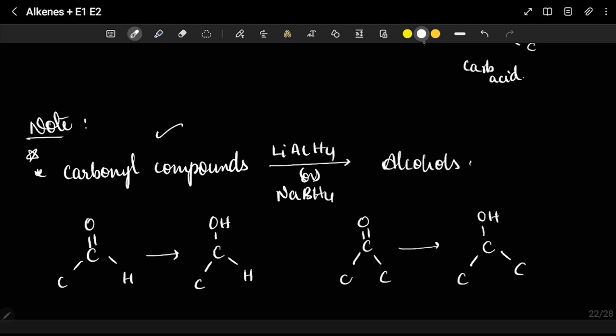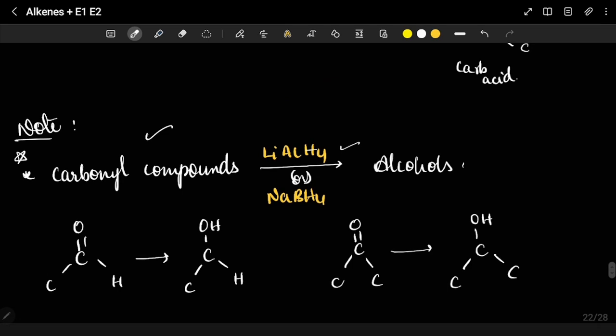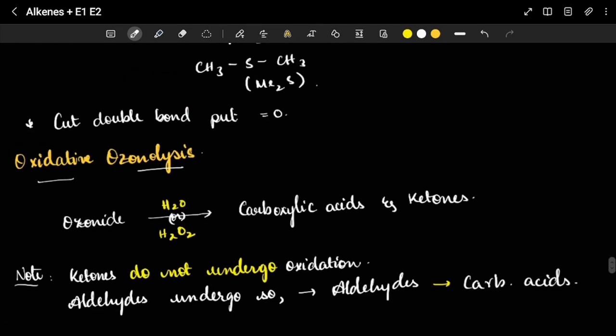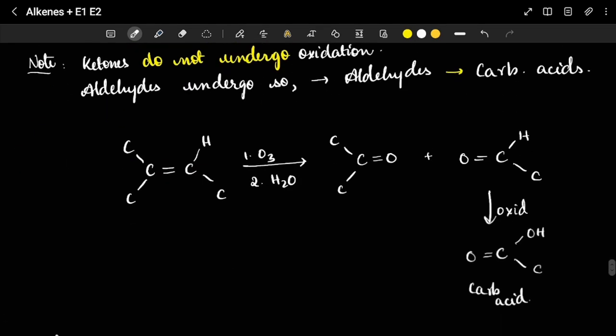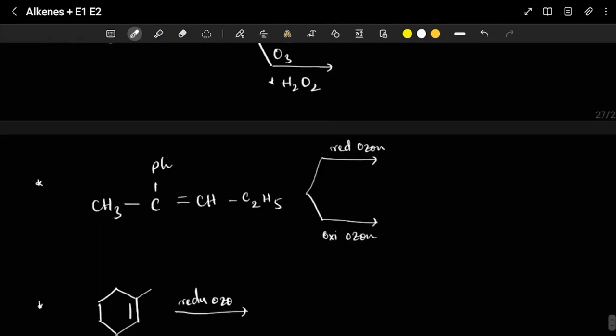Whenever you use these reducing agents, these are very important. We have seen this in alkanes also. Alcohols are formed. Just remove this double bond and put a hydrogen. Simple. So the reagents are LiAlH4 or NaBH4. Anything you can use. This is important. That's it. This is ozonolysis. Very simple, very easy. Now let us solve a few questions on ozonolysis and then conclude this video.